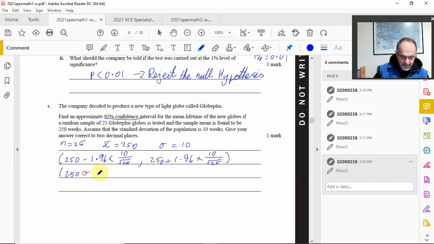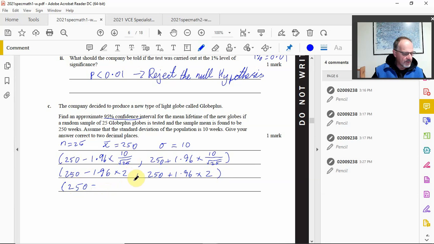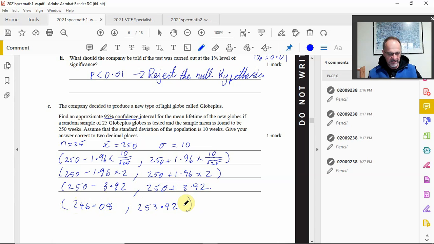So that's 250 minus 1.96 times 10 over square root of 25, which is 5, goes into 10 twice. All right, and 2 times 1.96, minus 2 times 1.96. You can work this out to the side if you want, but it's 3.92. 250 plus 3.92. All right, and so you then need to do that. So that's 246.08, and then 253.92 for our 95% confidence interval for this.